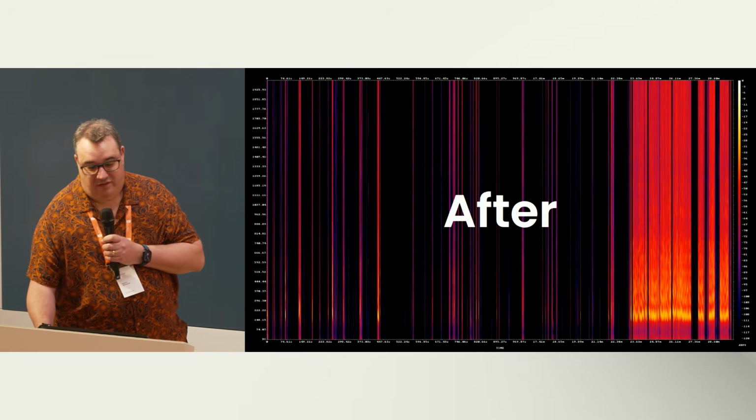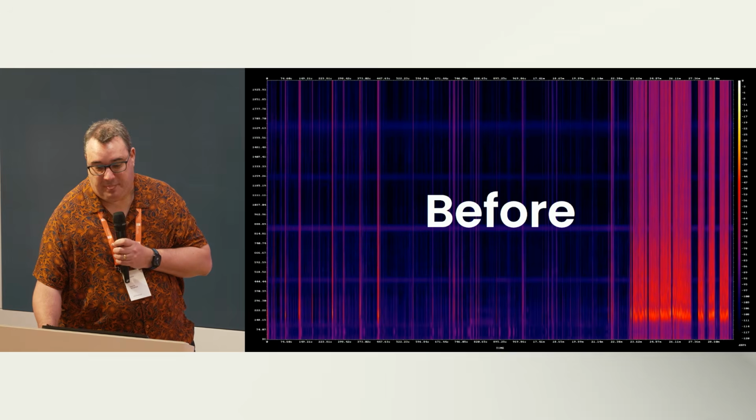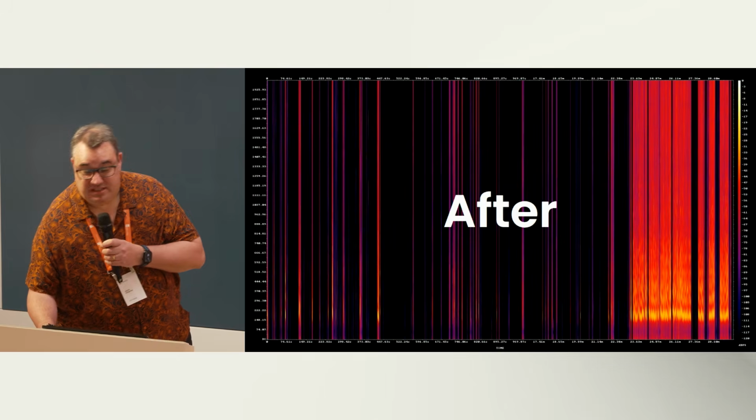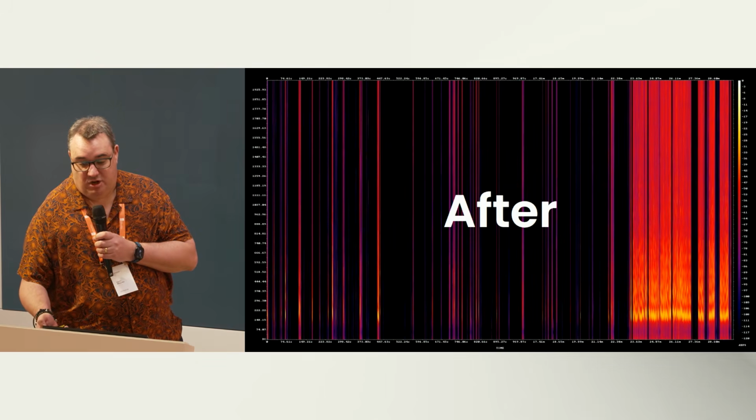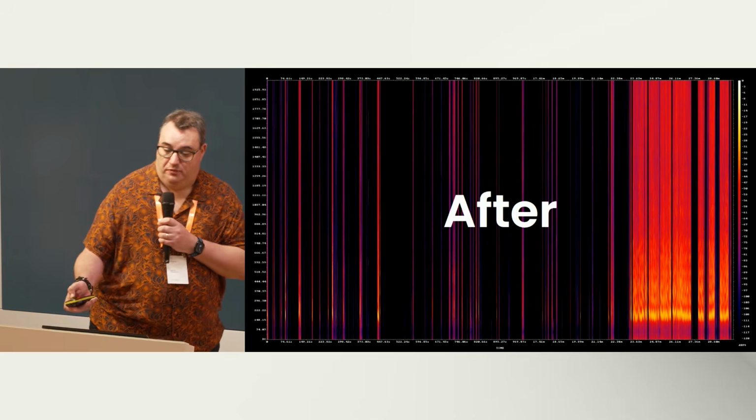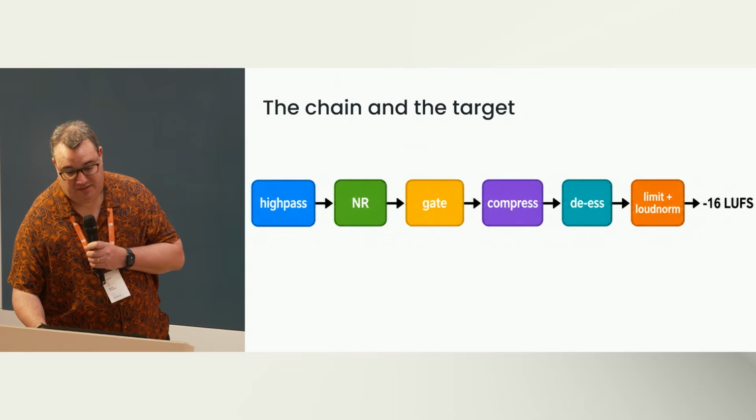The persistent radio interference is gone. The gaps between speech are silent with no residual background noise. The spoken word is prominent, has more energy, and is more forward. So how was this achieved?